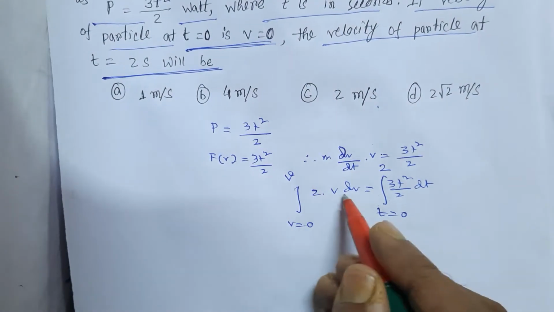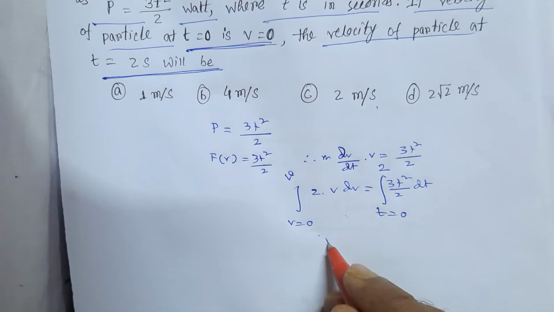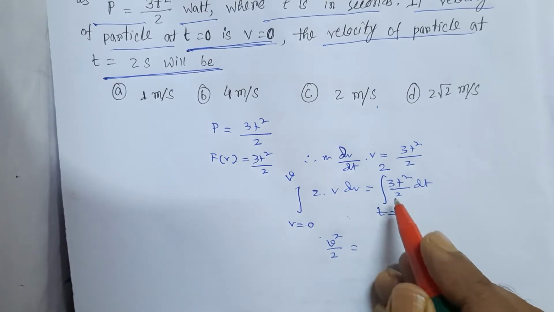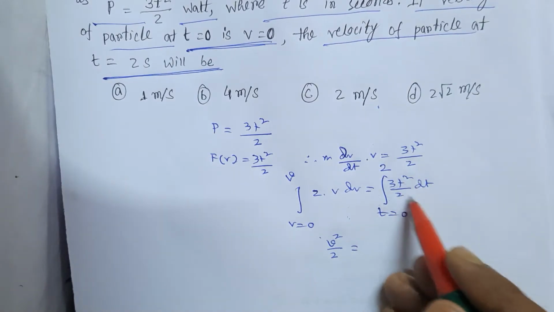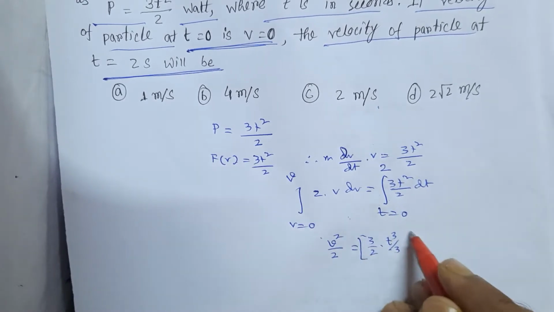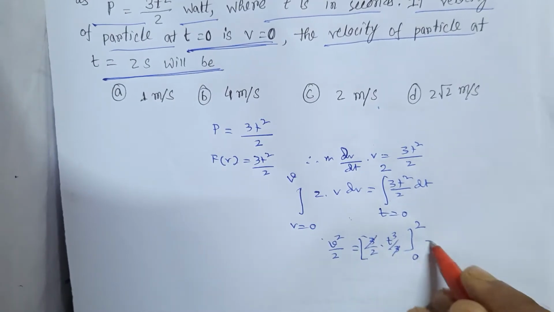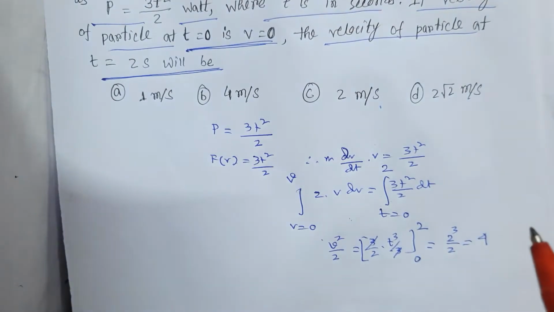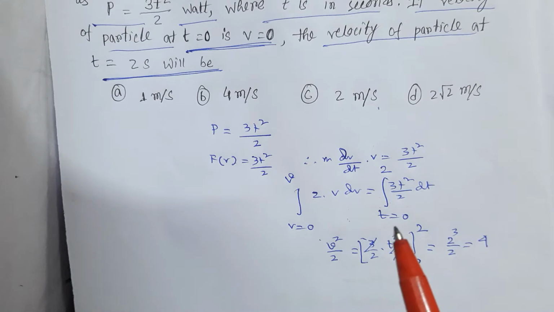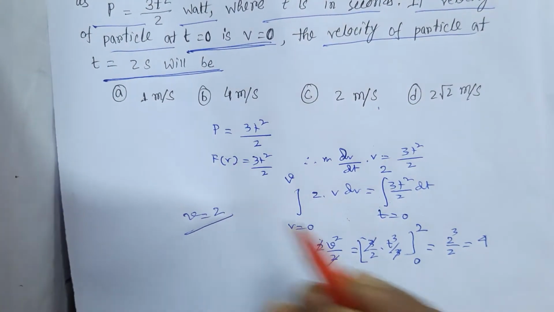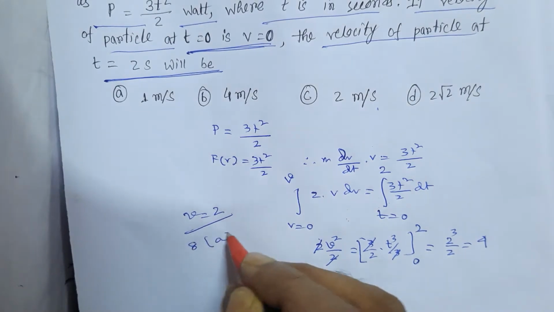So integrating, we get 2v dv equals 2 into v square by 2, that is v square. Putting the limit 0 to v, that gives v square by 2 equals 3 by 2 into t square dt, whose integration gives t cube by 3, and the limit goes from 0 to 2. So this equals 2 cube by 2, that is 4. v square by 2 equals 4. This is v square by 2, not 2 into v square by 2 actually. 2 will cancel out, v square equals 4, so v equals 2. So the correct answer to question number 8 is A.